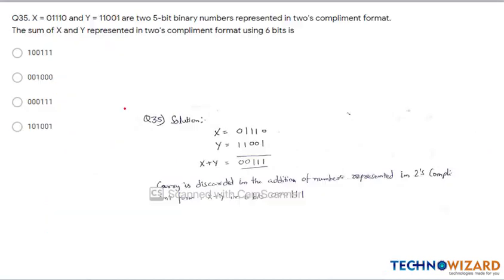Now question number 35. X is equal to 011110 and Y is equal to 11, these are two 5-bit binary numbers represented in 2's complement format. We have to find the sum represented in 2's complement form using 6 bits. On adding this, we will get 00111. Carry is discarded in the addition of numbers represented in 2's complement form. Remember this, and X plus Y in 6 bit. Therefore this will be the correct answer, 000011. Option C is the correct answer.